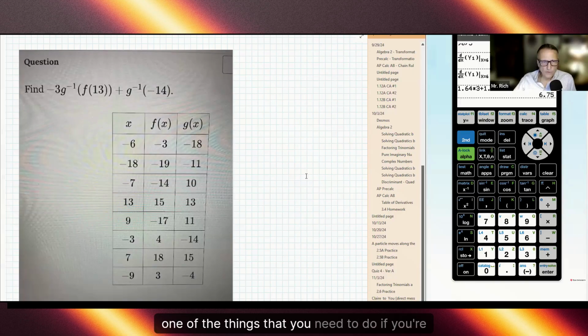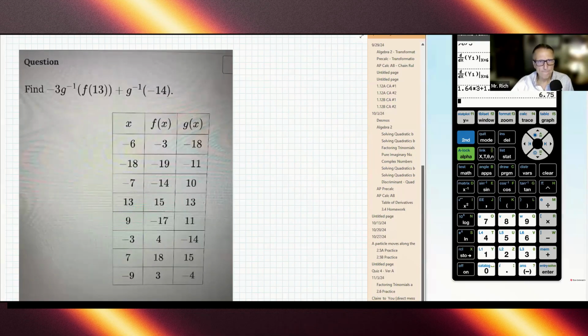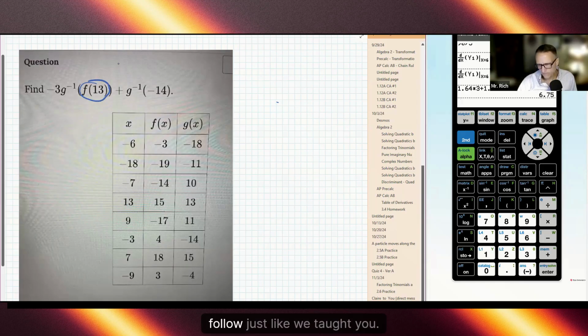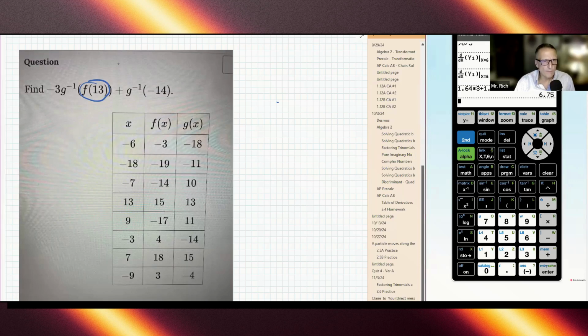Well, one of the things that you need to do if you're reading values off of a table for a function is if you're finding inverse values, then you read the table backwards. That's the whole secret here. I'm going to start in the innermost part of this. Just like we taught you in order of operations, we start at the innermost part of the parentheses. So I'm going to start at f of 13.